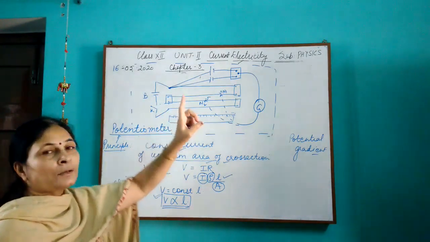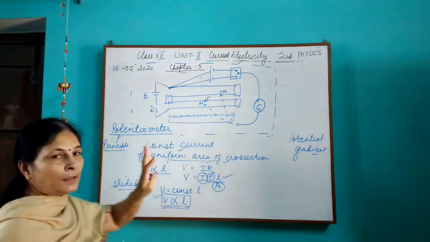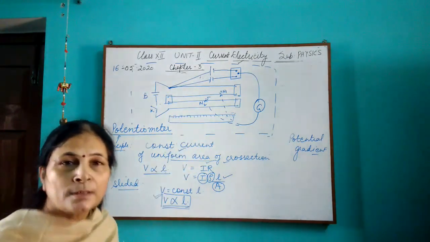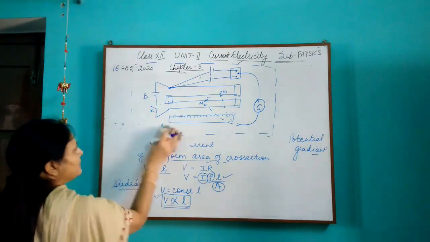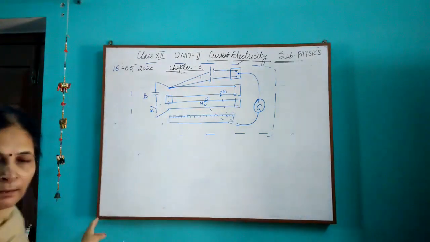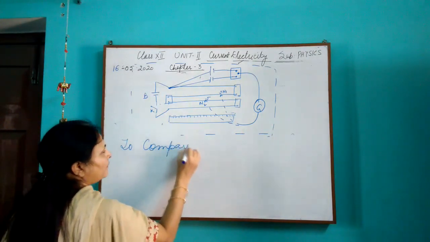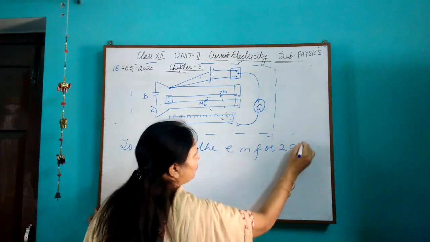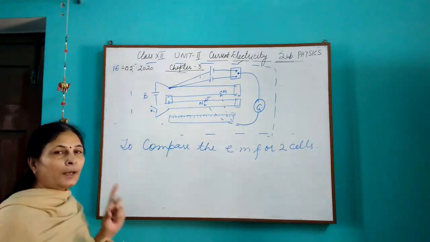Okay. Now come back to the application. We have talked about what the device is, what the working principle is, and how you are going to use it in the laboratory also. Now one of the applications is to compare the EMF of two cells. Now to compare the EMF of two cells, we require two cells.